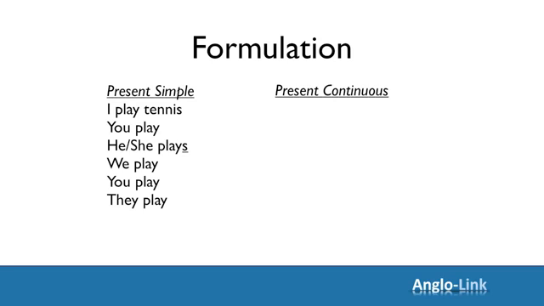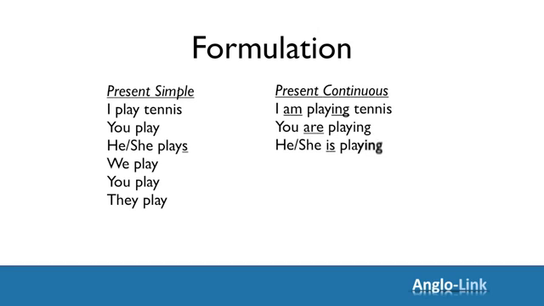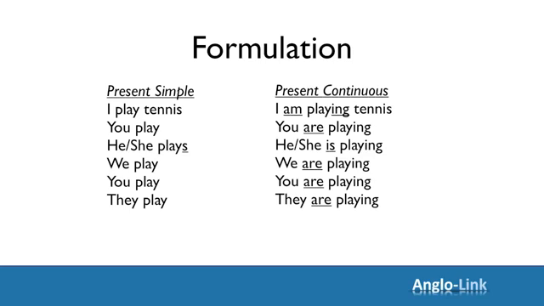Let's look at present continuous. You probably remember that you need the verb to be to conjugate this verb. So, I am playing tennis. You are playing tennis. He or she is playing tennis. We are playing tennis. You are playing. And finally, they are playing. That's right. Just conjugate the verb to be and add ing to the main verb. And that will give you the present continuous. Right, now the main part, usage.